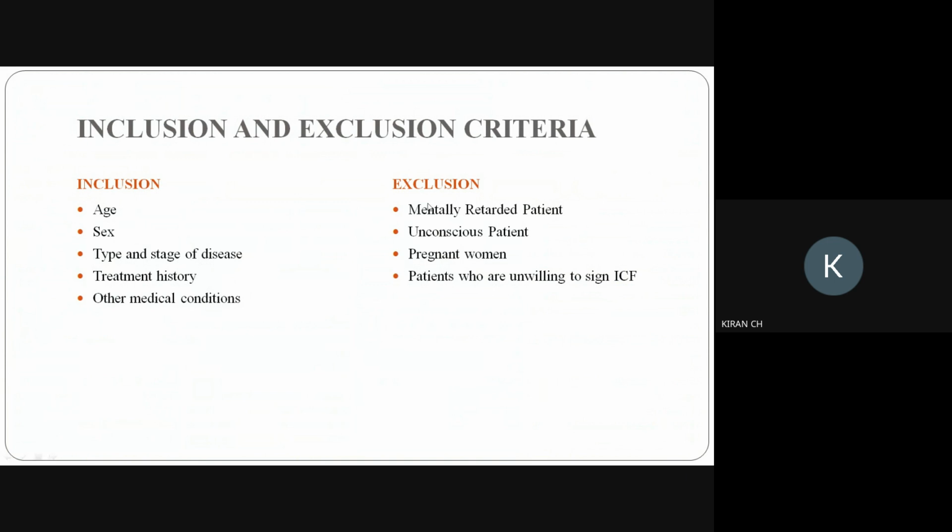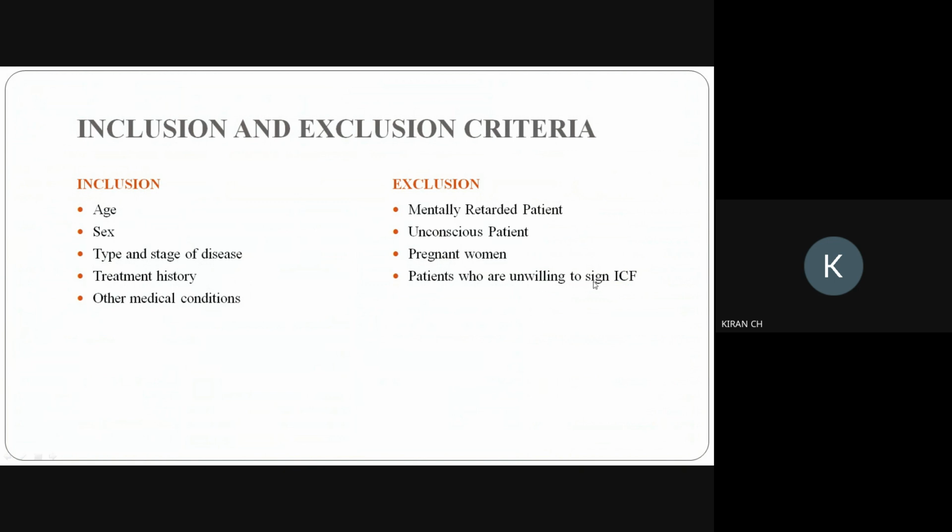And some of the exclusion criteria which we have to consider are mentally retarded patients. These patients should not be included in the clinical trial. They should be excluded. Unconscious patients also should not be included in the clinical trial. They are excluded patients. Pregnant women should not participate in the clinical trial. That's why they should be excluded.